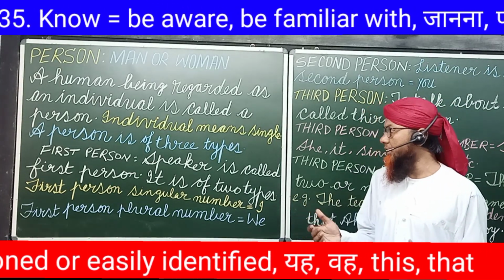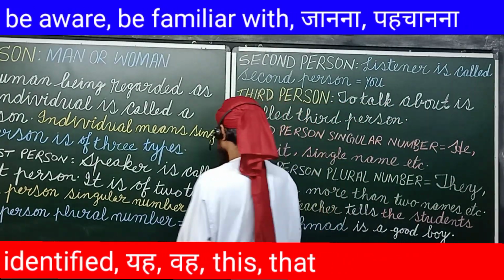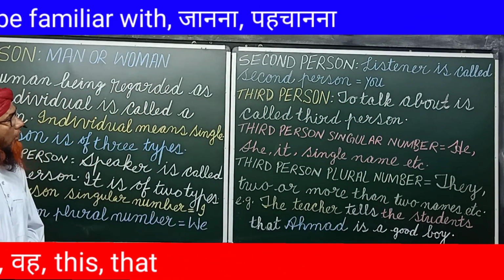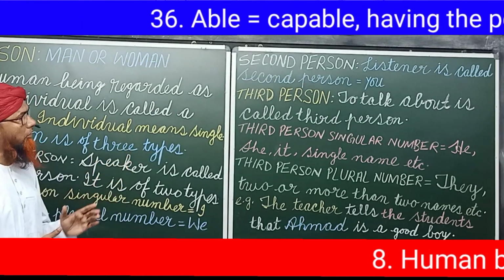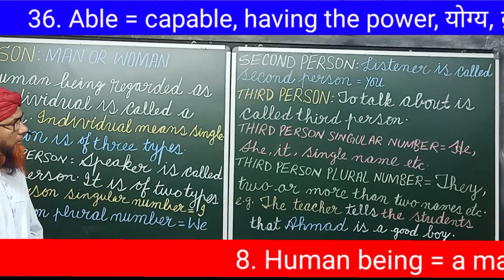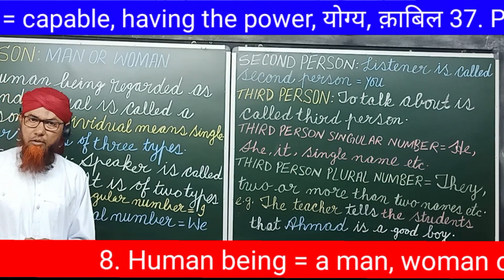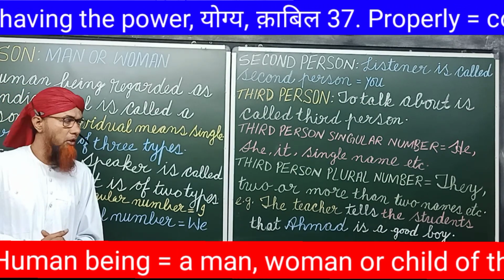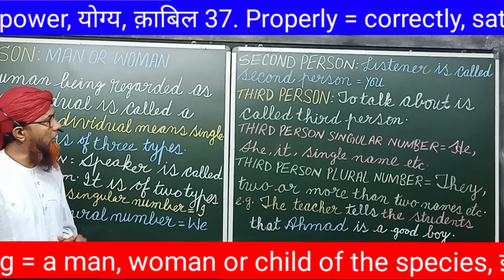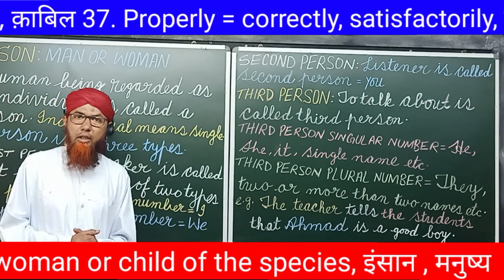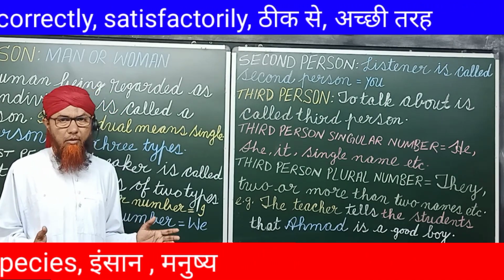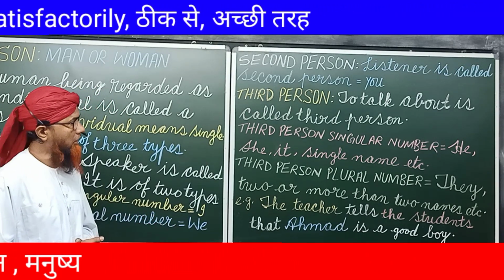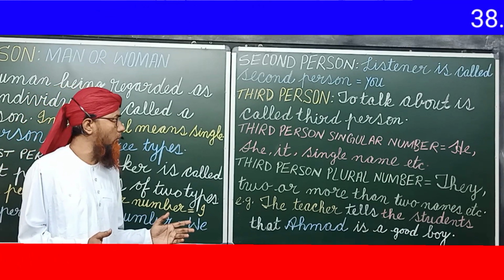And what is second person? Listener is called second person. Second person is of two types: second person singular number and second person plural number. Second person singular number you and second person plural number you.